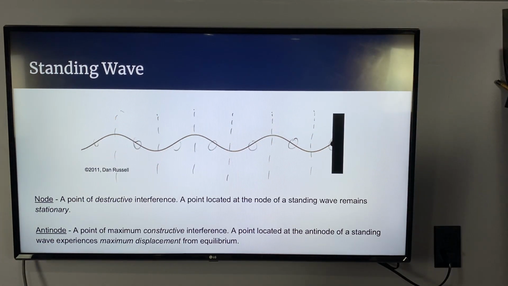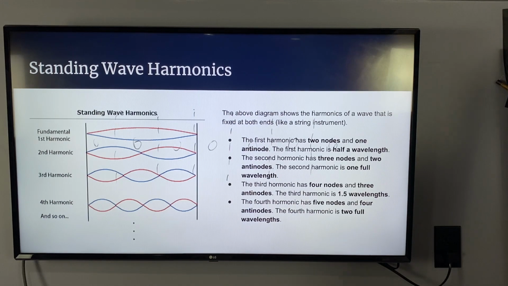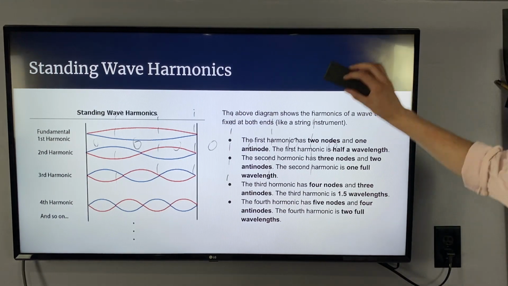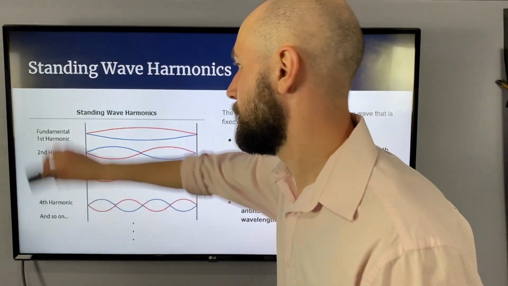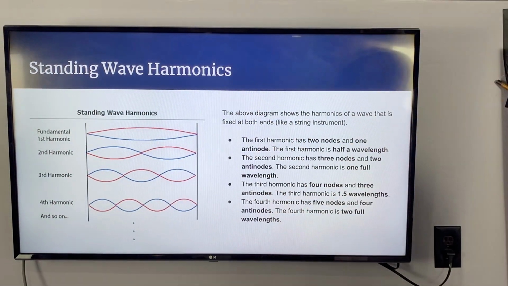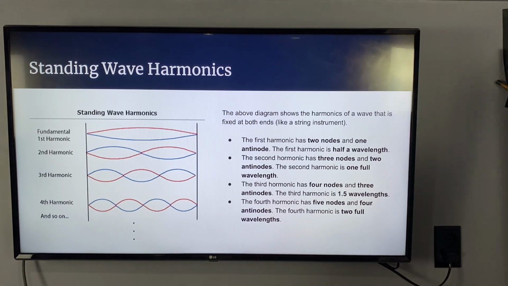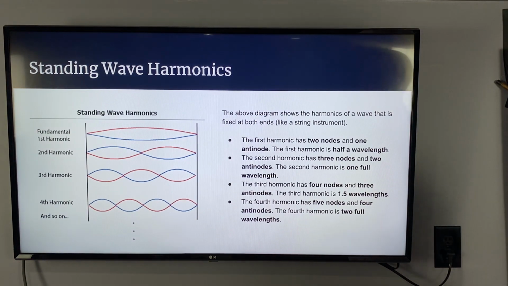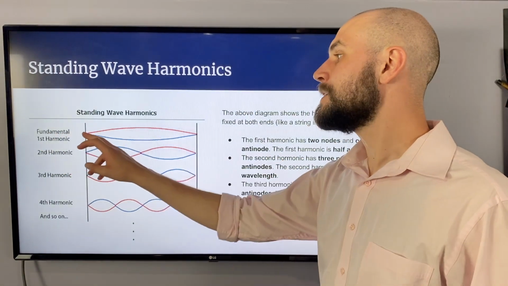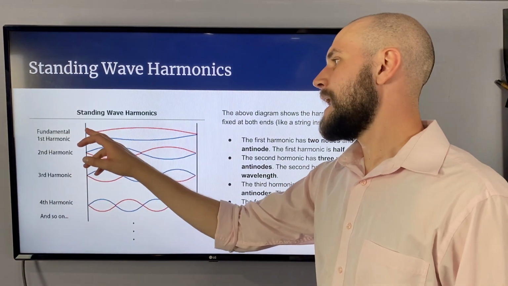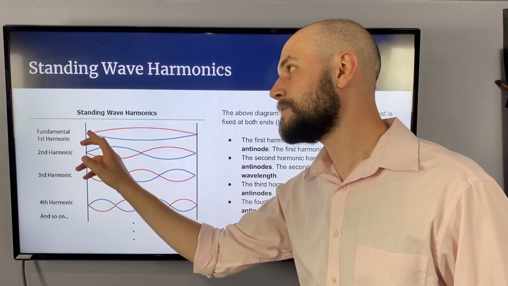Okay. And like I said, standing waves are important when it comes to music. You might have heard this term harmonics before. Harmonics are higher frequencies where these standing waves do occur. So the fundamental, the first harmonic, ends up where we actually have half a wavelength.